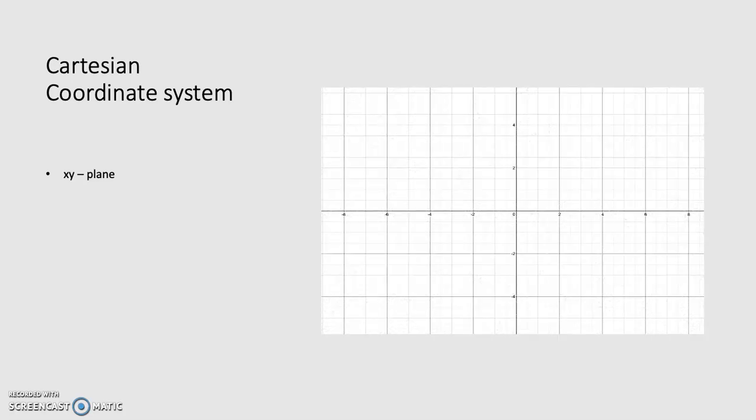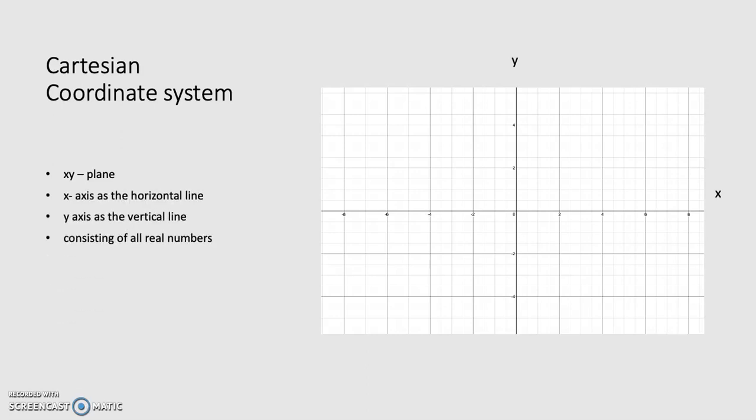When presenting a function in a graph, we use the Cartesian coordinate system, or sometimes it is also called the xy plane. It is obtained by drawing two perpendicular lines, which are called the coordinate axes. We have the x-axis as the horizontal line and the y-axis as the vertical line. These x and y axes consist of all real numbers and meet at point O, the origin. The coordinate axes separate the plane into four quadrants: quadrant 1, quadrant 2, quadrant 3, and quadrant 4.